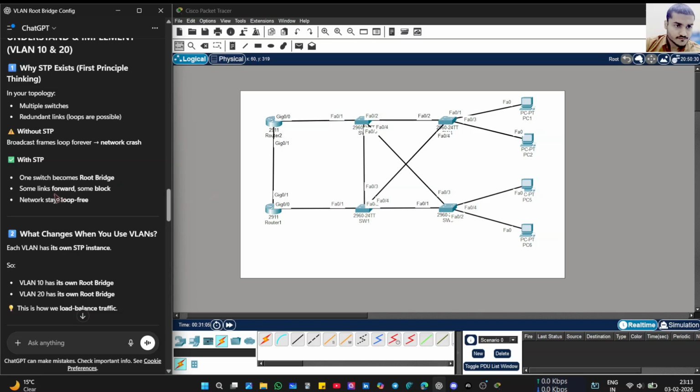Okay, now, network stays loop free. What does loop free mean? It means that the whole logical structure working inside is such that somewhere it blocks an interface, somewhere it acts as a designated port, and somewhere it works as a root port. So this whole thing is logically divided. You have to stop the traffic and wait for 30 seconds. All of these things are decided, and then after that it makes the decision.